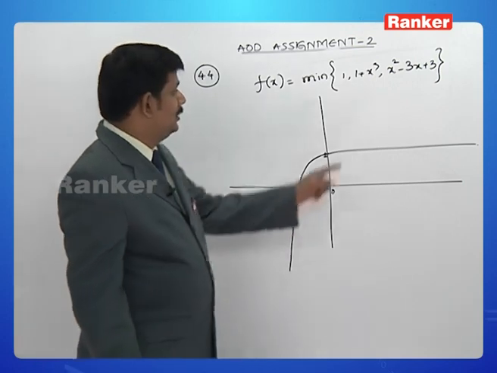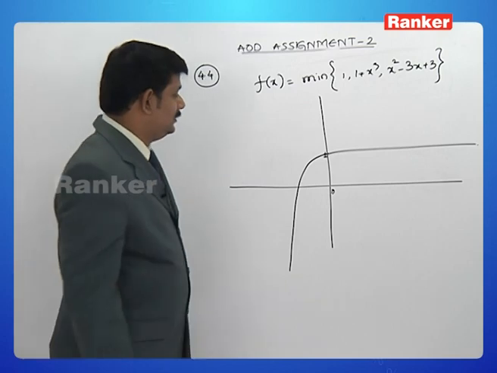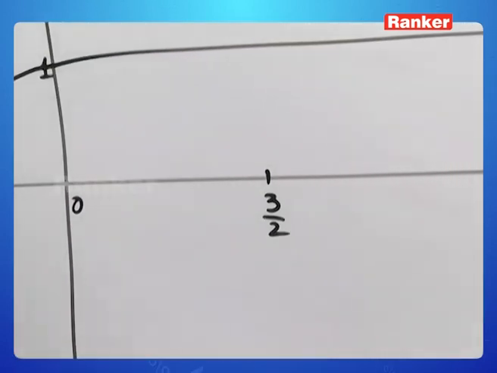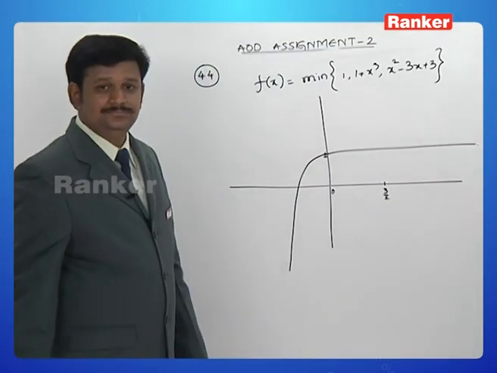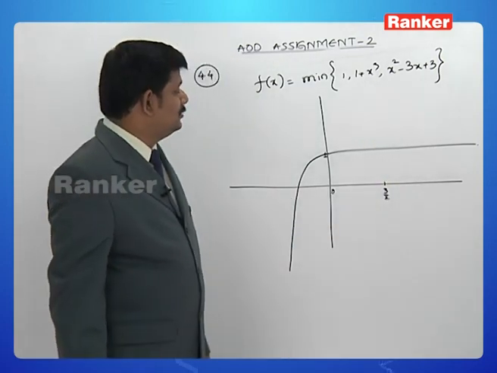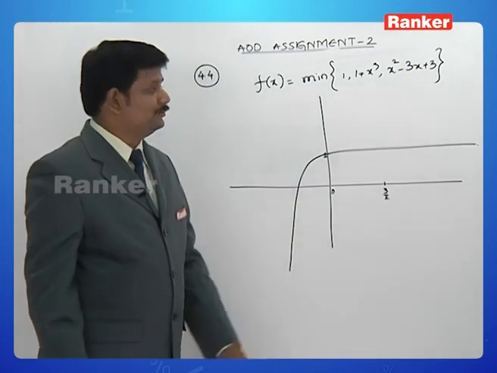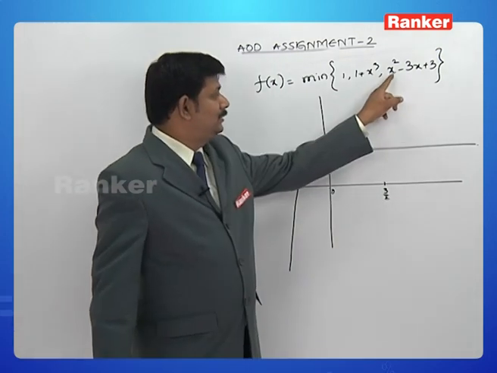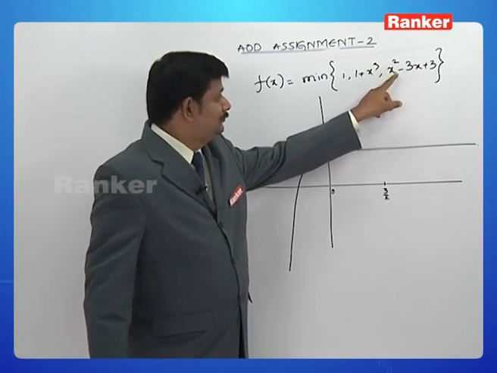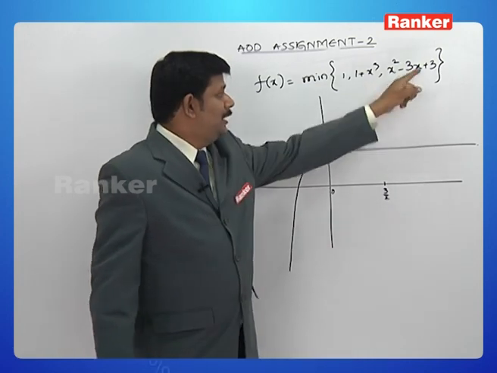Then we also need to plot the graph of x square minus 3x plus 3. x square minus 3x plus 3 has its least value at x equal to 3 by 2. It's a quadratic, and a quadratic with a positive coefficient of x square has its least value at x equal to minus b by 2a, that is, when x equal to 3 by 2. And that least value would be, substituting 3 by 2, 9 by 4 minus 9 by 2 plus 3.